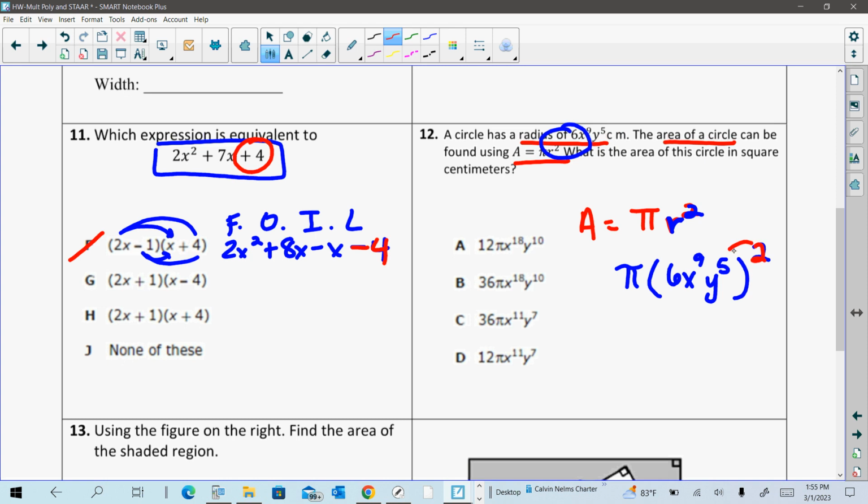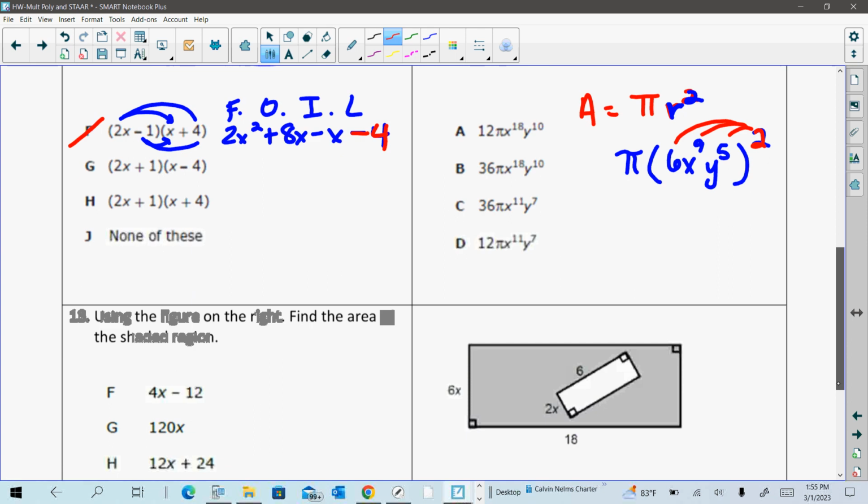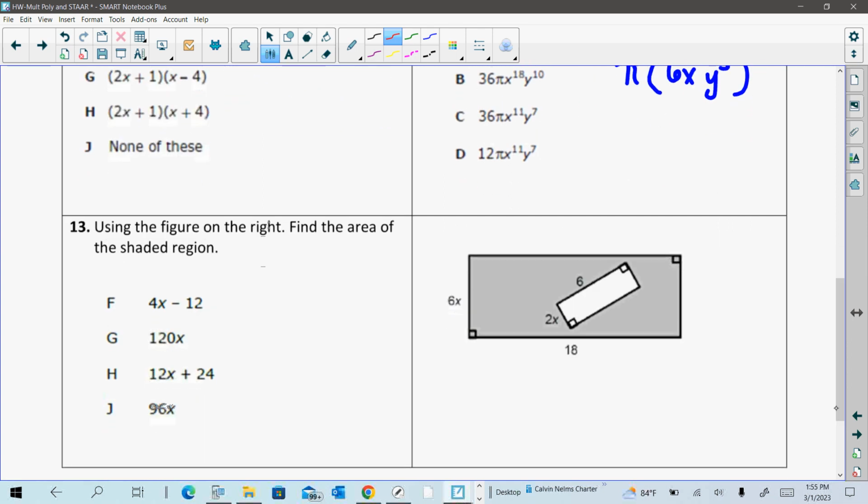And then we're raising that to a power of 2. So this is the power rule. See if you remember that.